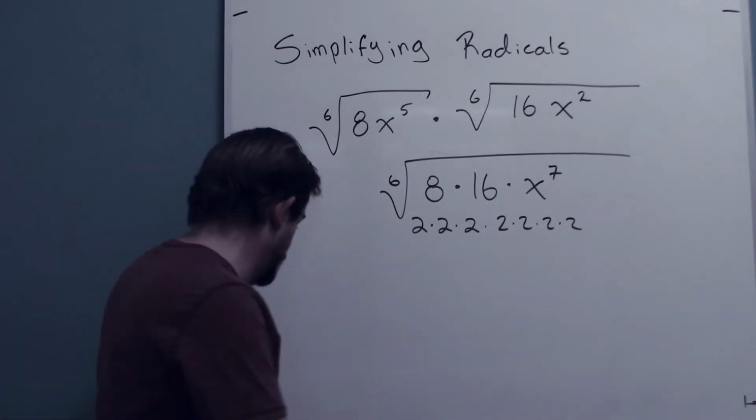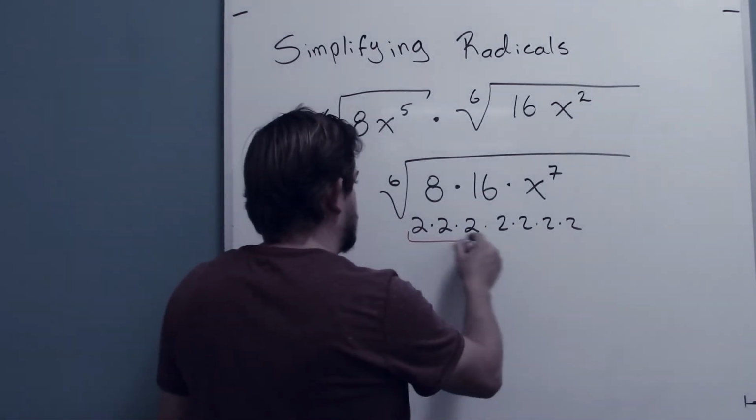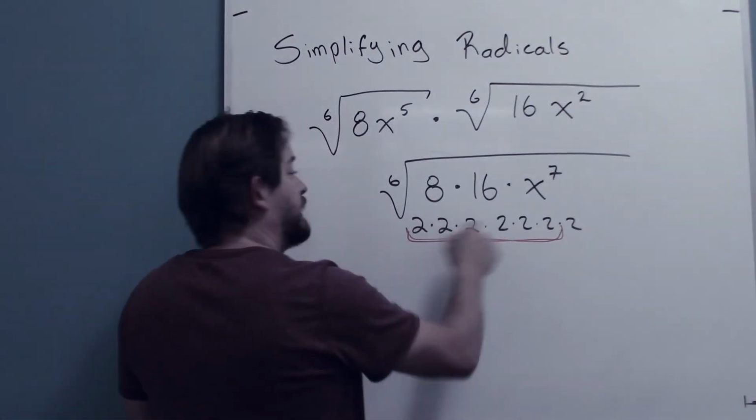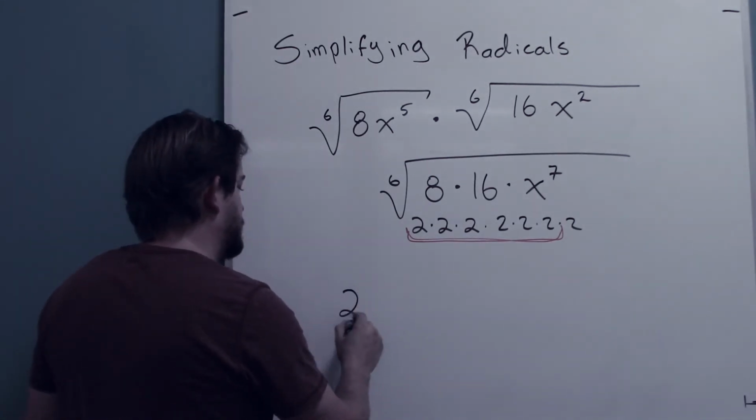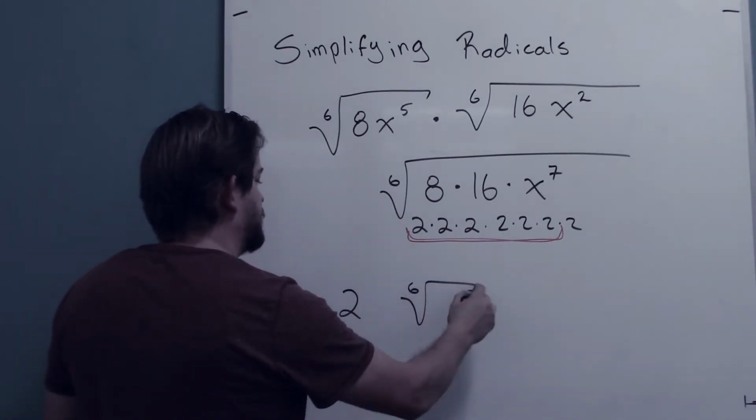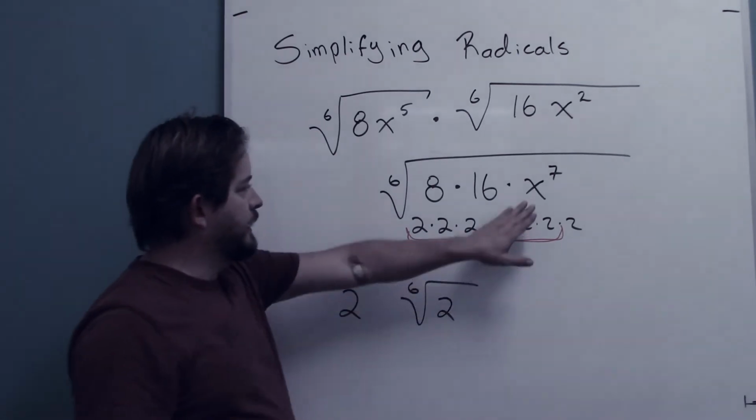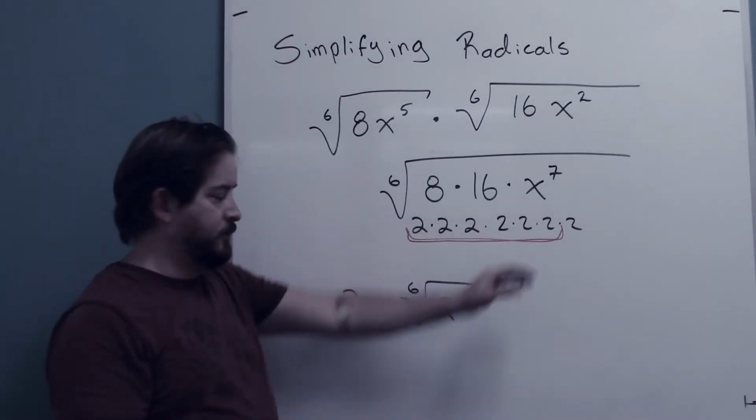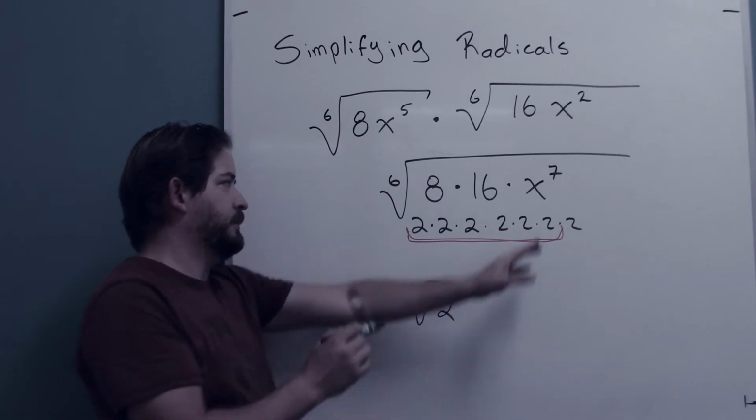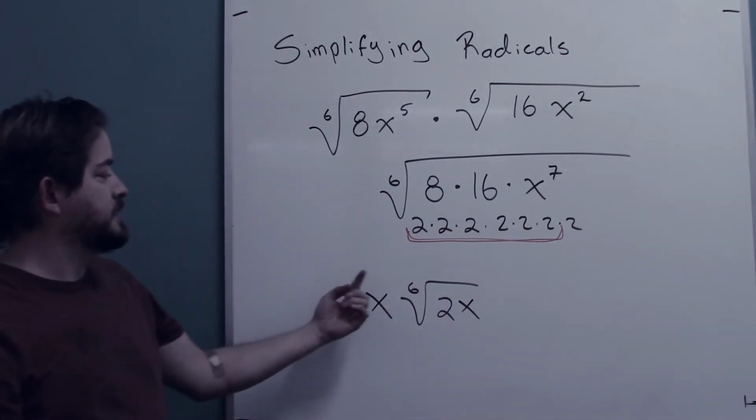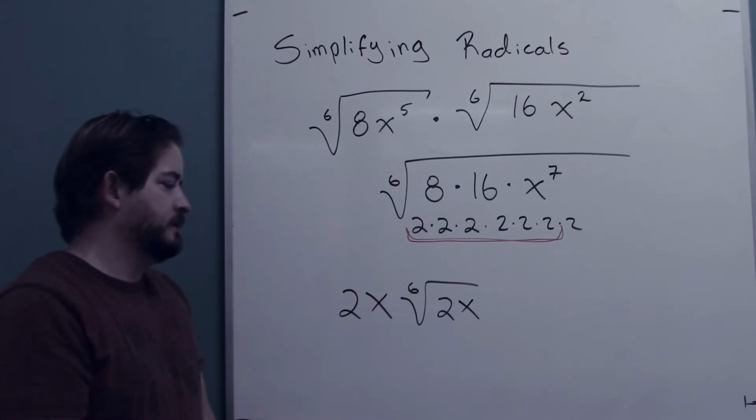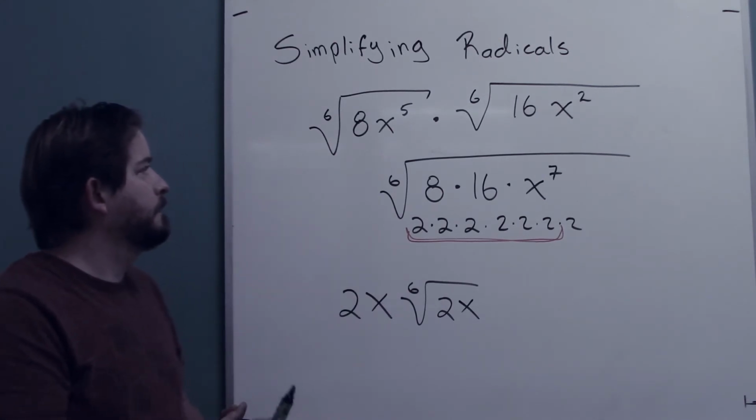I need 6 to pull out of here, so I've got 1, 2, 3, 4, 5, 6. And once again, I have to leave 1 behind. So 2 comes out. Under the 6th root, a 2 is left. And then I can pull 6 of these 7 out as an x, and I'm left with the 1 left over. So I have 2x times the 6th root of 2x. Good.